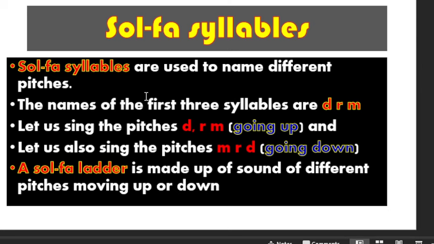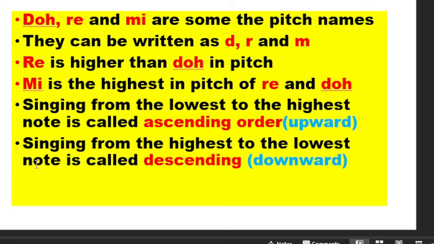The solfa ladder is made up of sounds of different pitches moving upwards and downwards, which we call ascending order and descending order. Do, re, and mi are some of the pitches named as solfa syllables. So mi in these three is the highest solfa syllable. Singing from the lowest to the highest note is called ascending order, or upward. Then singing from the highest to the lowest is called descending, or downwards.